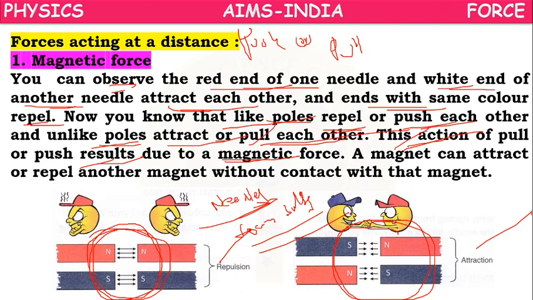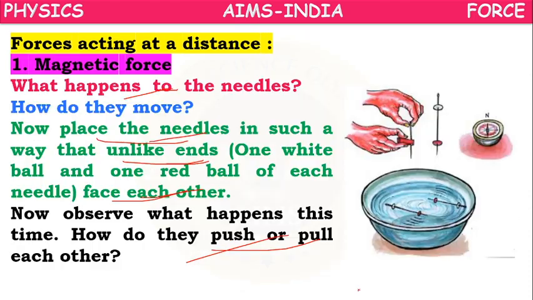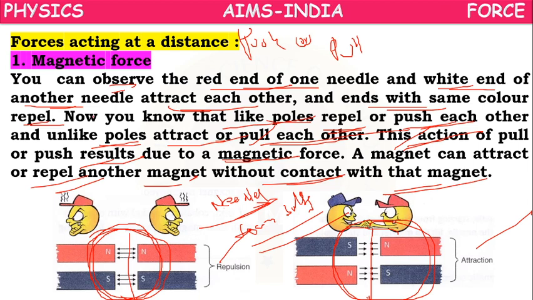Means a magnet can attract or repel another magnet without contact with the magnet. Here there is no contact. Here they are not in contact. Here also they are not in contact. Or here also, the foam balls or the two needles, they are not in contact. But still they are able to attract, they are able to repel. So why? Without contact, one kind of magnetic force will exist between them. So magnetic force is a kind of push or pull which acts at a distance, or it is an example of force acting at a distance.